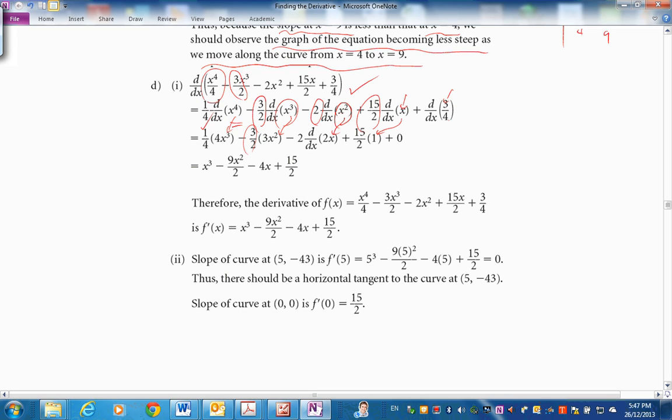Okay, and derivative of 3/4 is 0. A constant does not have a rate of change. Or the slope of the tangent to the line y equals 3/4 is 0. It's parallel to the x-axis. So overall, if we simplify that, there we have the derived function, or the derivative, stated.